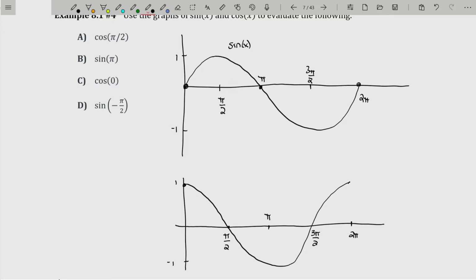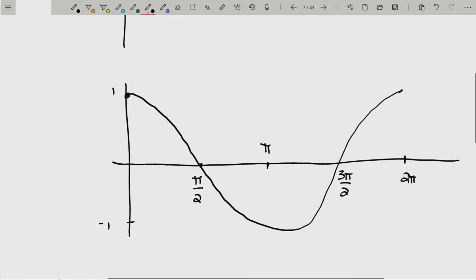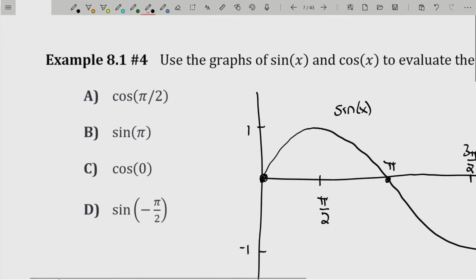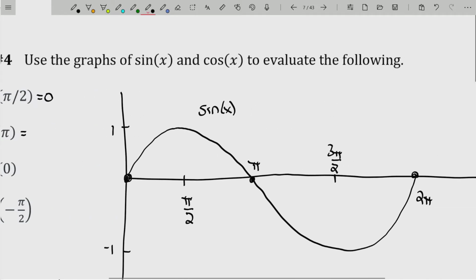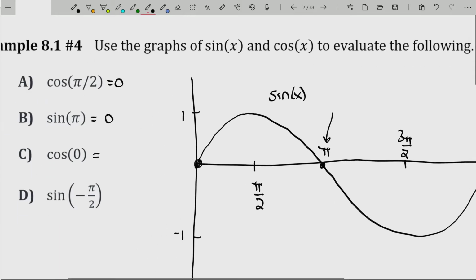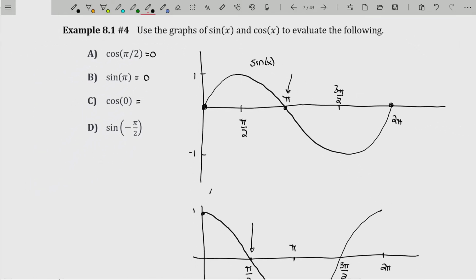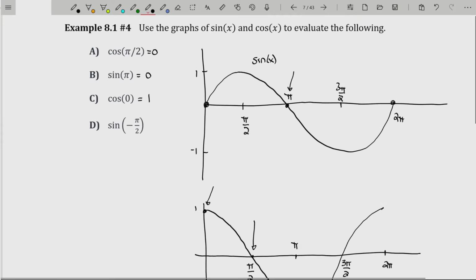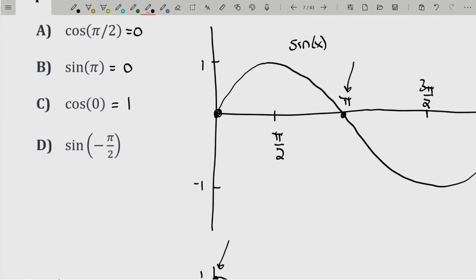Somebody asks, what's the cosine of pi over 2? If I have this graph in my brain already, I know its output is 0. You plug in pi over 2 into the cosine, you get an output of 0. How about the sine of pi? Again, if I know the sine graph, sine of pi is 0. How about the cosine of 0? Well, if I know the cosine graph, the cosine when I plug in 0 has an output of 1. Sine of negative pi over 2. Notice that's not on this graph, but I could actually just go back a little bit to negative pi over 2, and I see the output is a -1.